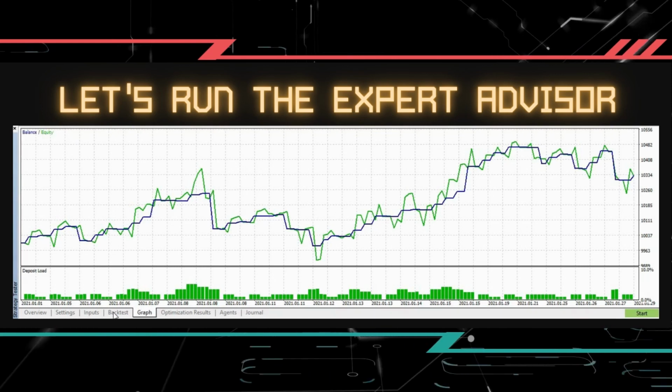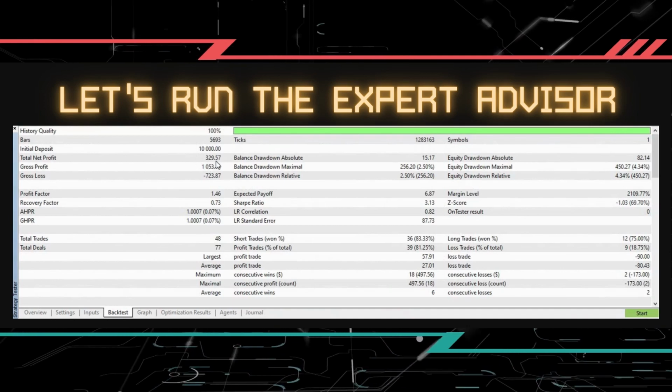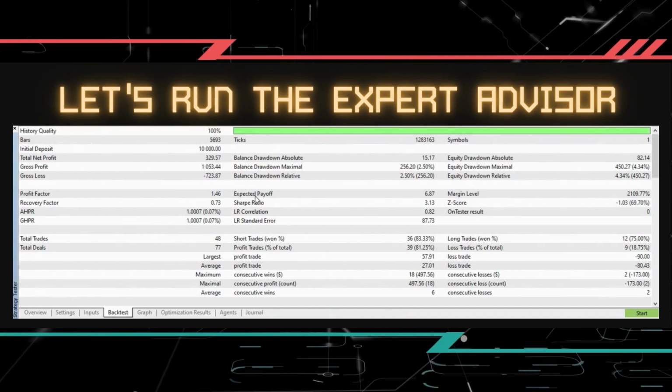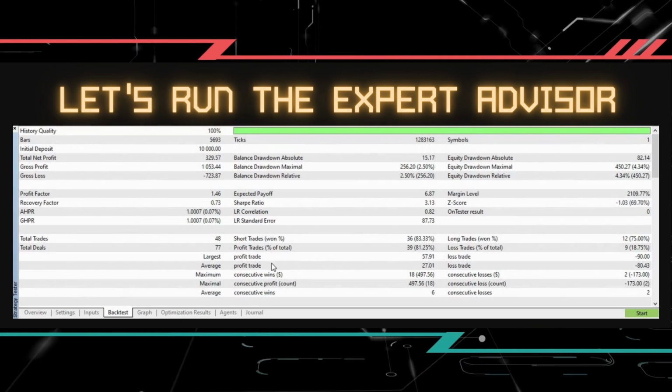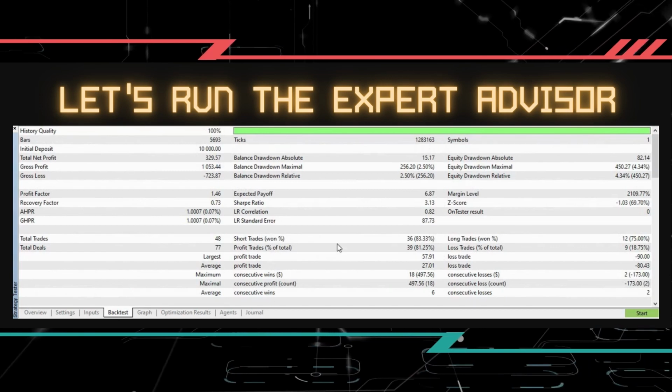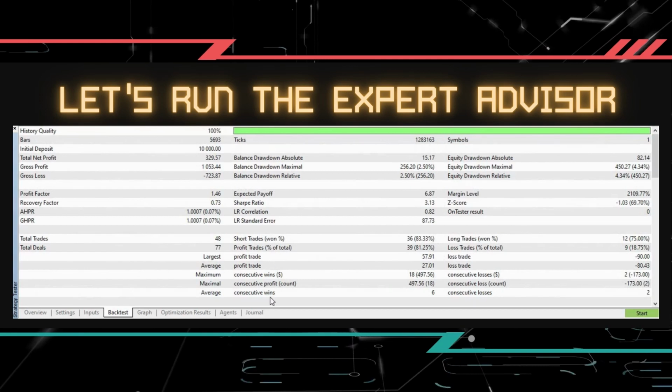Next we look at the backtest statistics. Over here, you can see that our history quality is 100%. This would mean that our backtest is very accurate. We can see that this strategy gave us a positive return of $329.57 for the month of January 2021. There were a total of 48 trades, and the win rate is at a very high level of 81%. We can say that this strategy gave a very good result in January 2021.